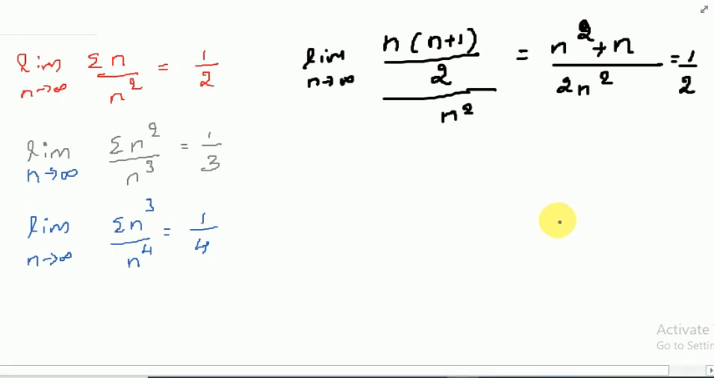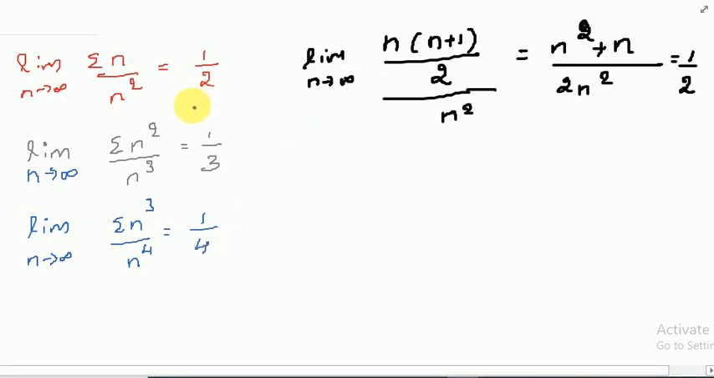Okay, so here, limit of n tends to infinity, summation of n divided by n square is equal to 1 by 2, summation of n square divided by n cube is equal to 1 by 3, summation of n cube divided by n raised to 4 is equal to 1 by 4. You may feel it's difficult to remember these results, but the first one I will explain.